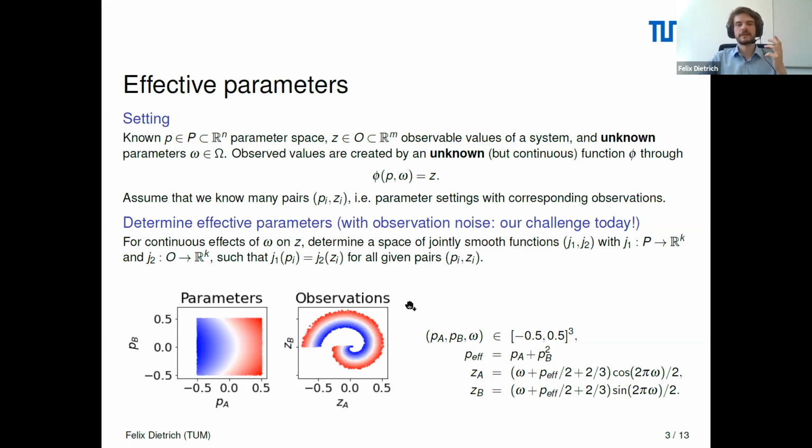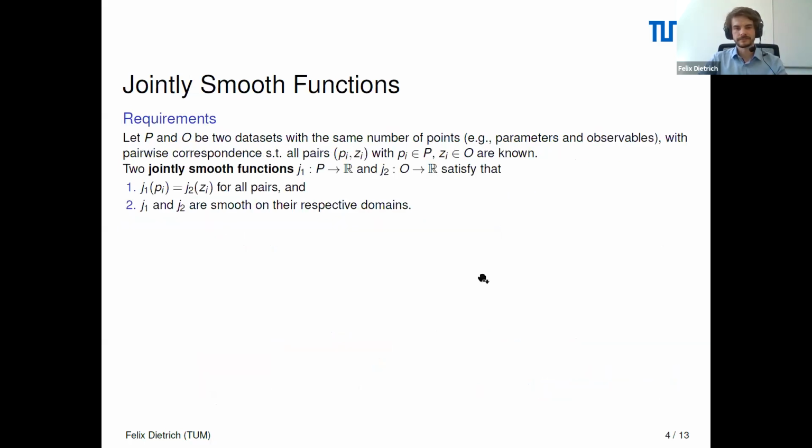So ideally, we can identify these functions automatically just from these known pairs Pi and Zi. We do not need to know anything about this actual effective parameter, and we don't know anything about the noise, right? We only have Pi's and Zi's. This is the goal of the algorithm. So the requirements for these jointly smooth functions are that we have these two data sets, P and O in this case, and we have corresponding pairs Pi and Zi. And then we want all jointly smooth functions to satisfy that they have the same value so that we can have this nice corresponding picture.